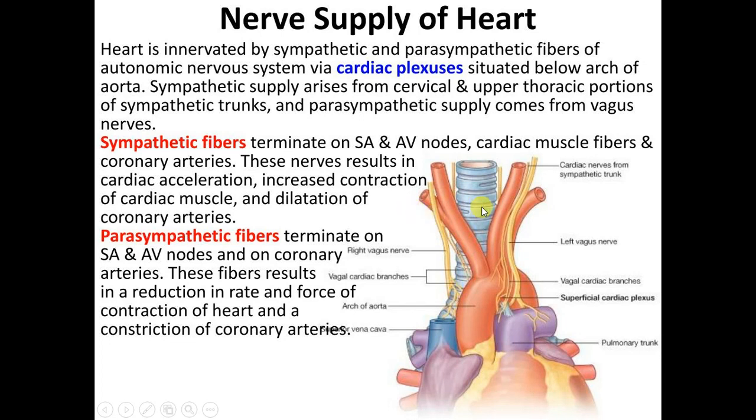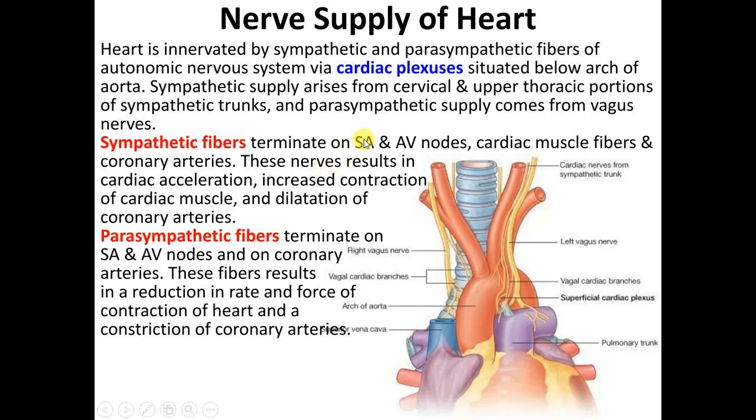So the extrinsic nerve supply of the heart: the heart is independent and has its own conductive system, but this conductive system is stimulated externally by the autonomic nervous system, and it is innervated by the autonomic nervous system, that is sympathetic and parasympathetic, through the cardiac plexus, which is situated below the arch of the aorta. The sympathetic comes from the cervical and upper thoracic portion, while the parasympathetic comes from the vagus nerve.